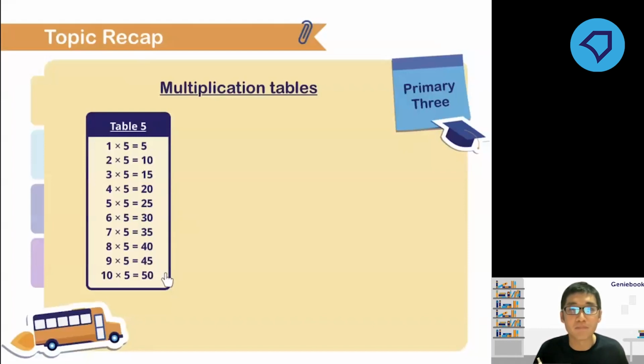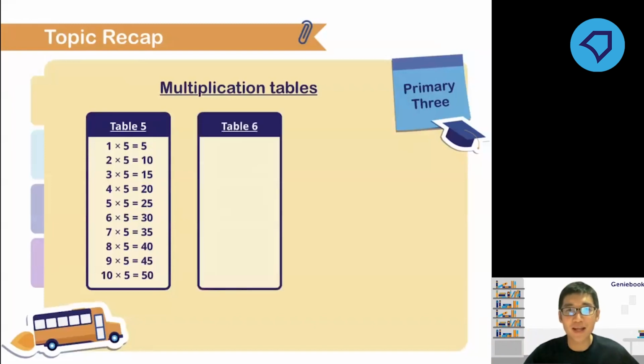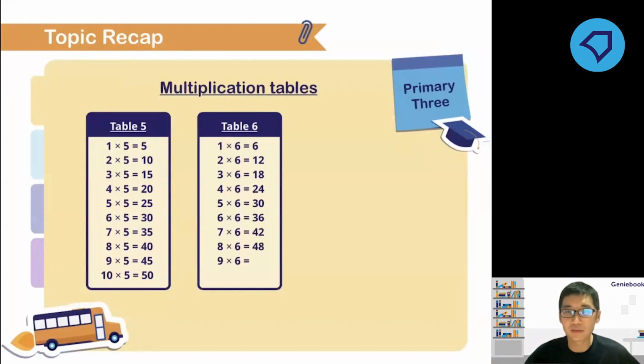But what about the multiplication table of 6? This is the one that you guys learned last year. Are you able to recite all of them? So here we go. All right, so the first one. Yes, yes, yes. Good. Keep those answers coming. Did you get all of this correct?